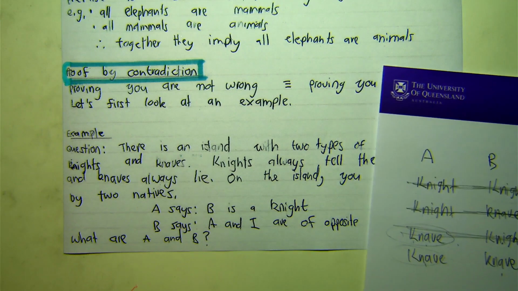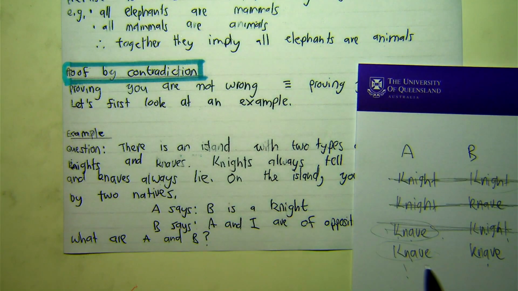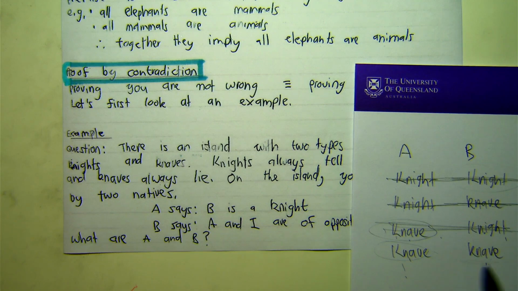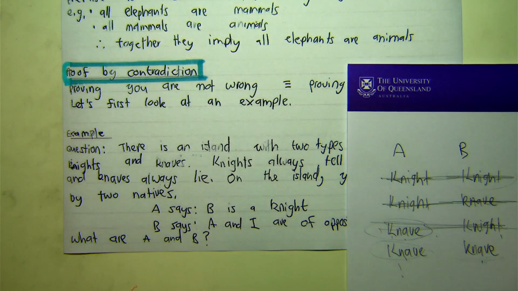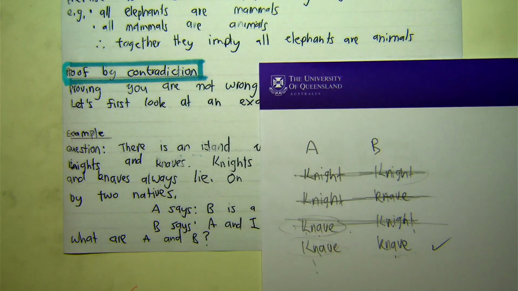And then B says A and I are of opposite type. They're not of opposite type, and so that's incorrect. And B is a knave, so that actually rings true as a valid circumstance. So now we know that they're both knaves, and that is the answer to the riddle.